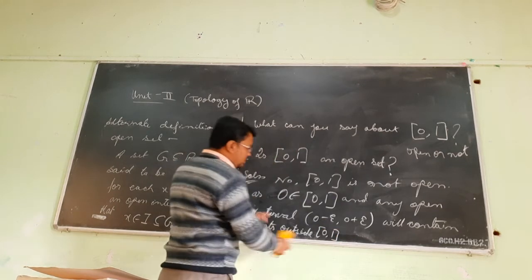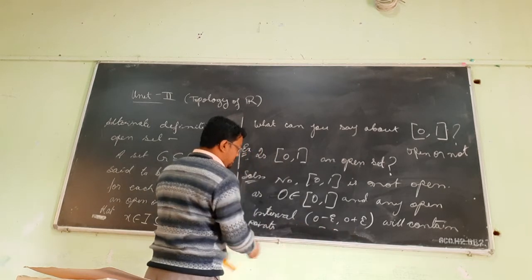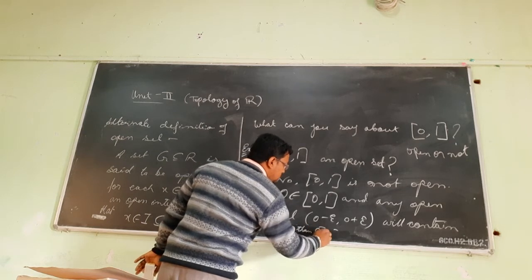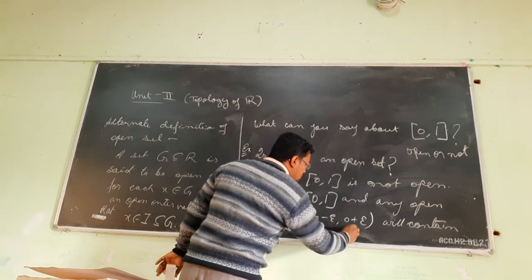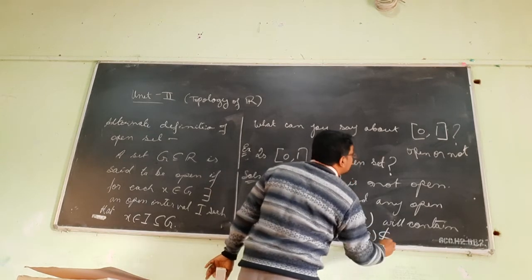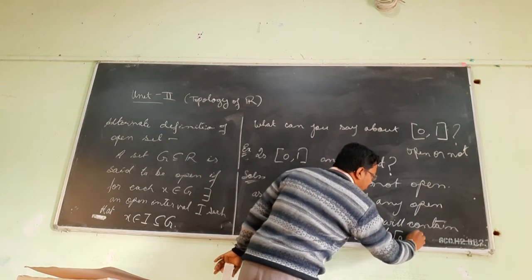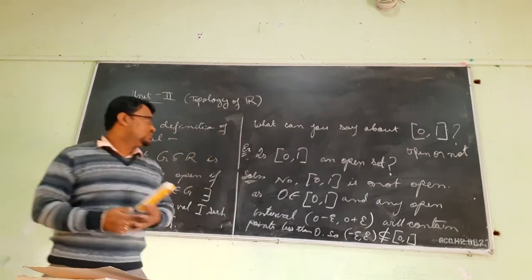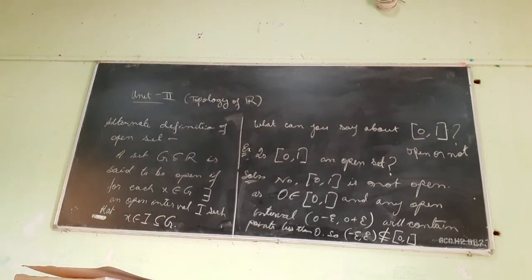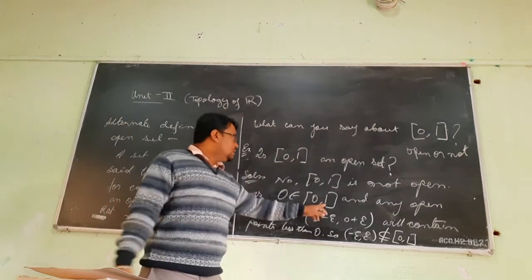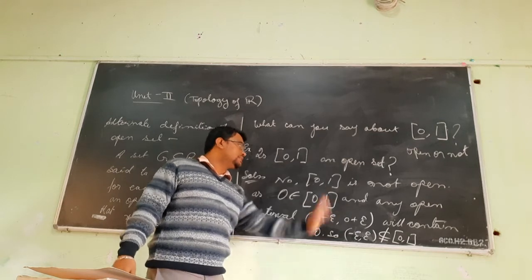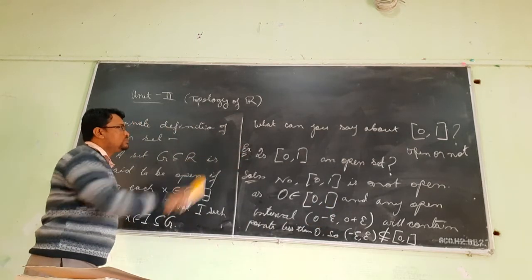It will contain points less than 0, so this will not be a subset. Minus epsilon to epsilon is not a subset of 0 1. It will contain some negative points. So it is enough to justify for 0; we don't have to justify for 1. It is enough to find just one point which doesn't satisfy this. So this is not an open set.